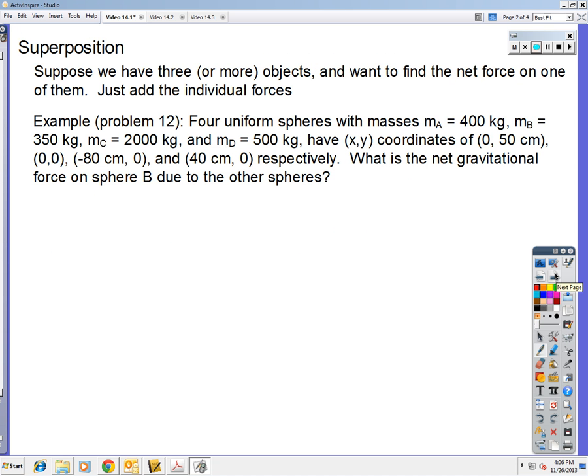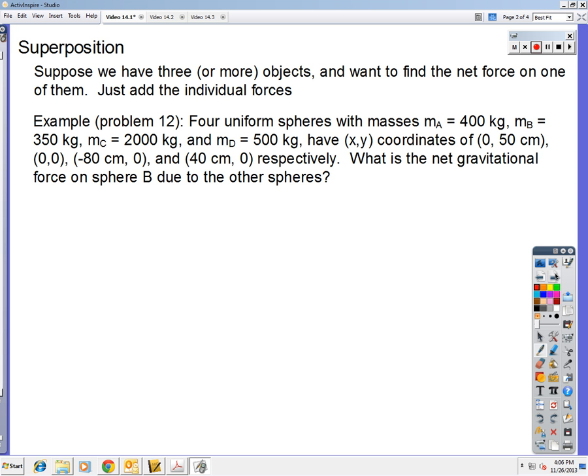Now, there's an idea called superposition, which you should have seen last year, and you should remember it. It's the idea that if you have three or more objects, and you want to find the net force on one of them, you find the force due to each of the other objects, and then you add those forces up. It's all very simple.